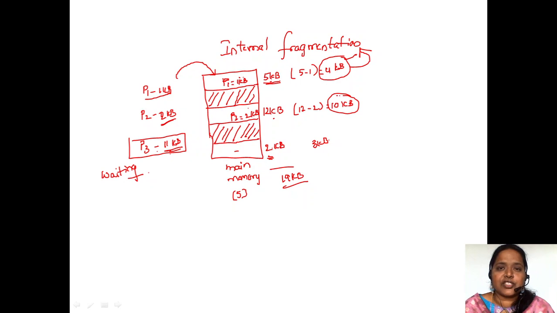These are the waste of spaces. Fragmentation is nothing but wasting of spaces. Internally we are wasting here 4 KB and here we are wasting 10 KB. Totally we are wasting 14 KB of memory. Fine, 14 KB of memory is going to be wasted. So this is internal fragmentation.